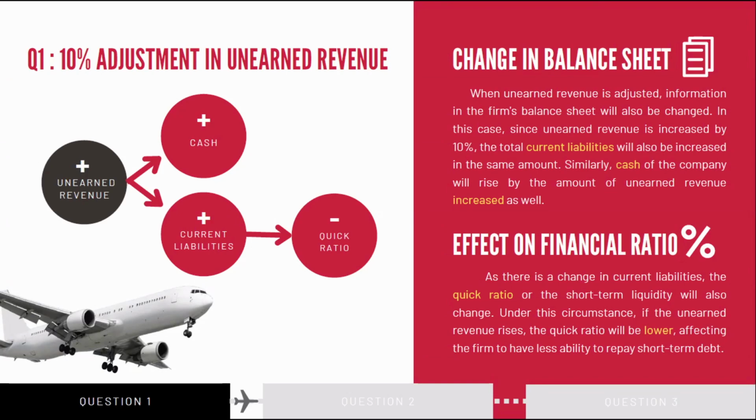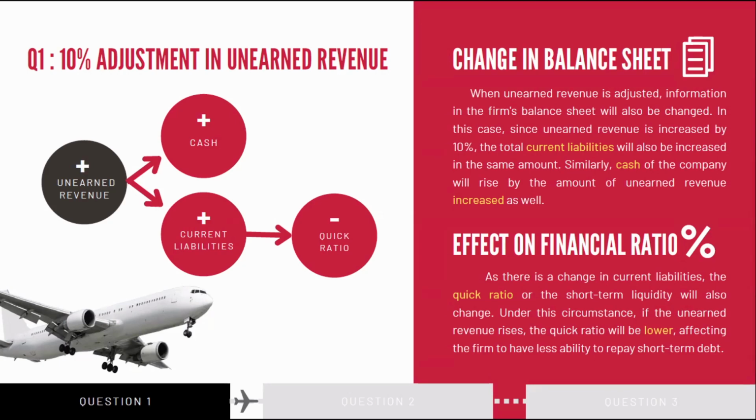So the first question asks us to make a 10% adjustment to one of the accounting policies. So we have chosen to adjust the unearned revenue. When unearned revenue is adjusted, information in the firm's balance sheet will be changed. In this case, if unearned revenue is increased by 10%, the total current liabilities will also increase by the same amount.